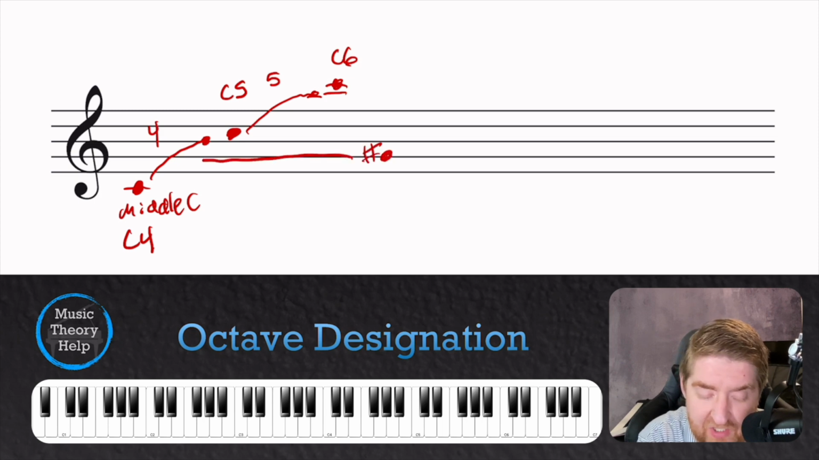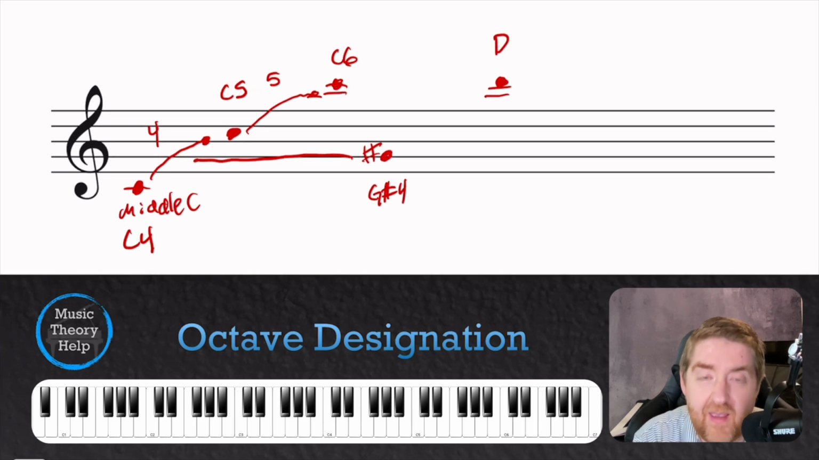So say we had G sharp here. We can tell that G sharp is in the fourth octave, so we would call this G sharp 4. What if we had a D that was all the way up here? We know it's a D. It's higher than our C6 just by a step, so this is D6.